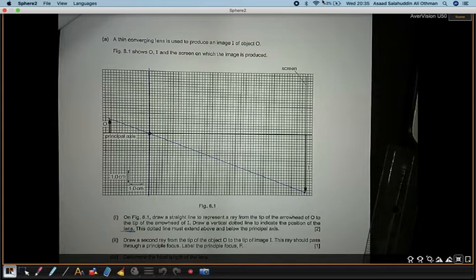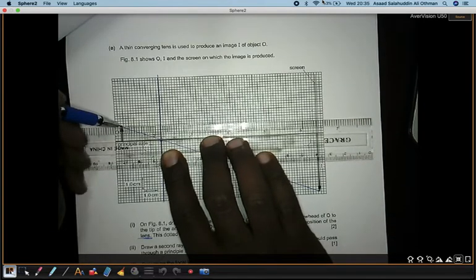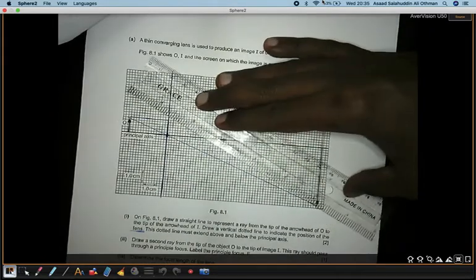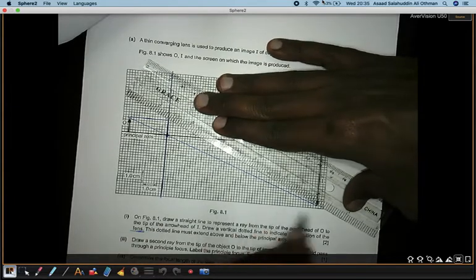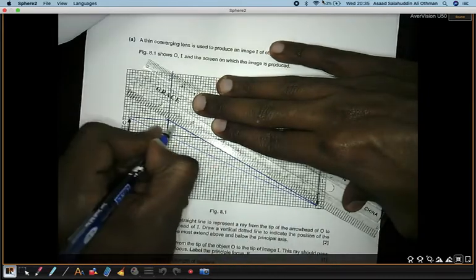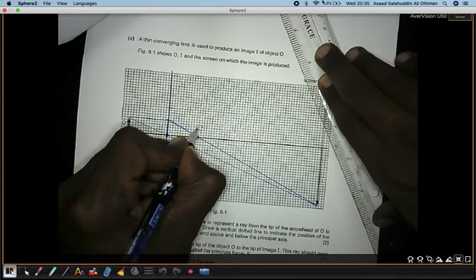Draw a second ray from the tip to indicate the principal focus. So the second ray always goes parallel. Can you see that? It goes parallel like this. And from here, it goes and converges to the image. So from here to here, it converges to the image. And this point here is going to be F.